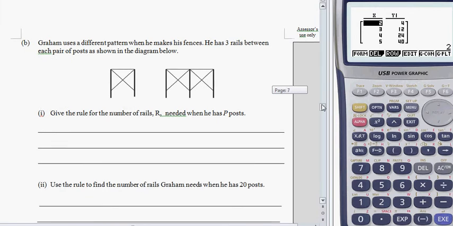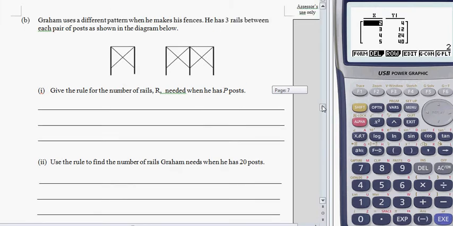Right, Graham is using a different pattern. Here's his pattern. Give a rule for the number of rails needed when he has p posts. So once again, there are 2 posts there, 3 posts there. You need a small table. 2 posts have 1, 2, 3 rails. 3 posts have 1, 2, 3, 4, 5, 6 rails. And 4 posts would have 9 rails. P for posts, R for rails.